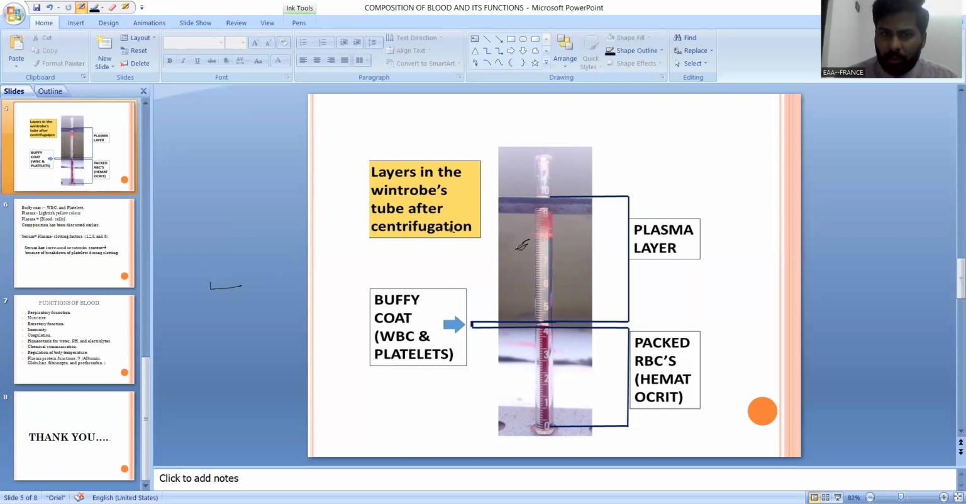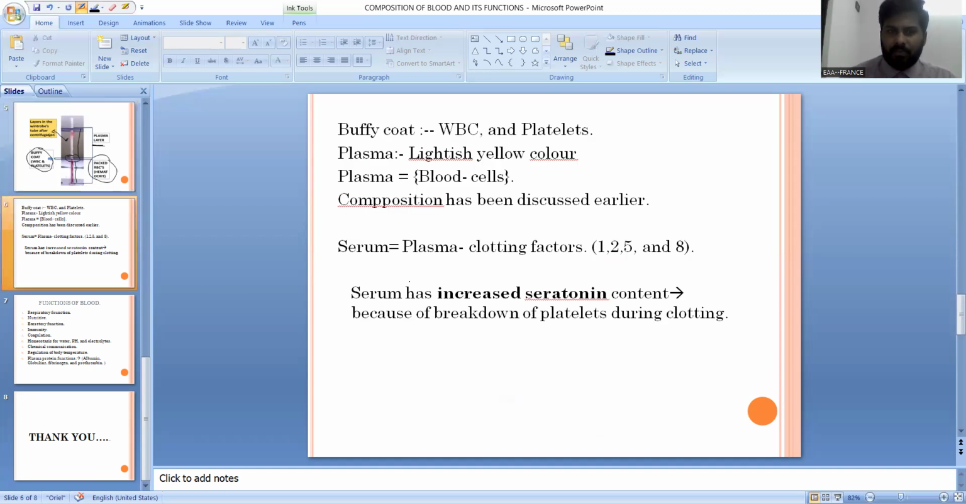This is your Wintrobe's tube, right? Wintrobe's tube. What is it? Wintrobe's tube after centrifugation. Once the centrifugation is done, see this top part which is present is nothing but your plasma. And in the bottom where you are seeing this red color, this is your packed RBC, which is nothing but hematocrit. And in between these, if you will be able to appreciate this white part, right? This is nothing but your buffy coat, which includes WBC as well as platelets, right?